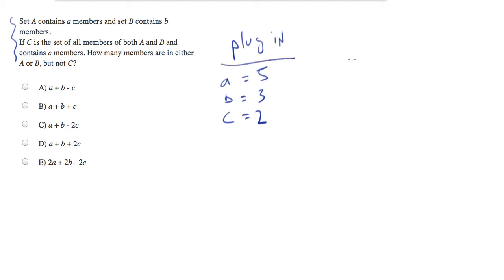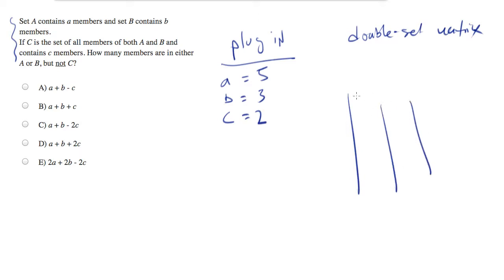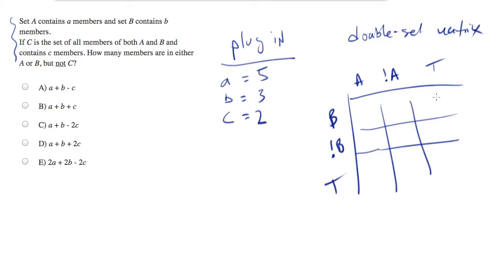All right, and the other tool that I'm going to use is called a double set matrix. More complicated than it sounds. I'm simply going to draw out 3 vertical lines, 3 horizontal lines, and I'm going to keep track of whether you are in set A or you are not in set A. Maybe you're in B or you are not in B. And we're going to keep track of totals in this column.